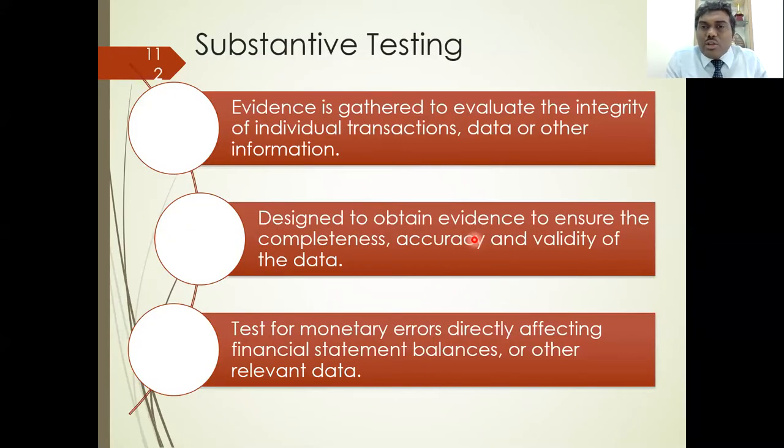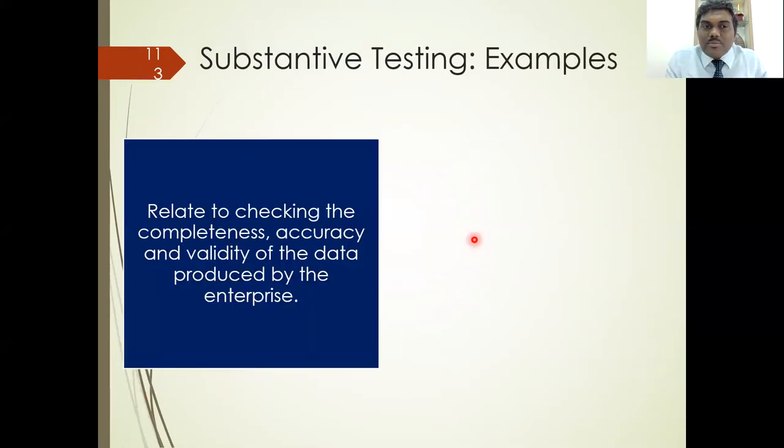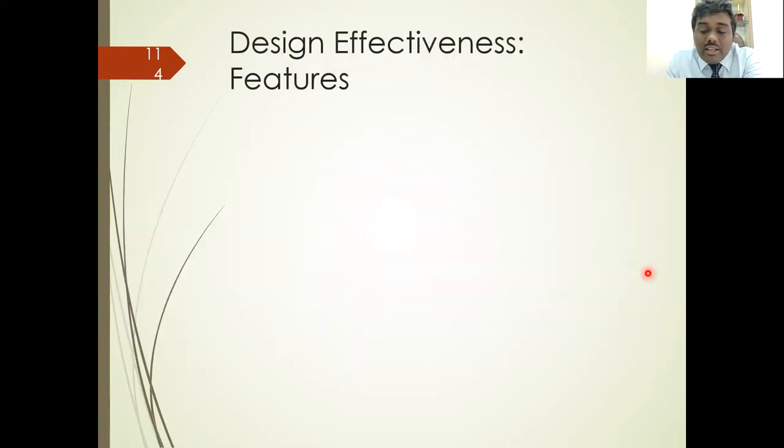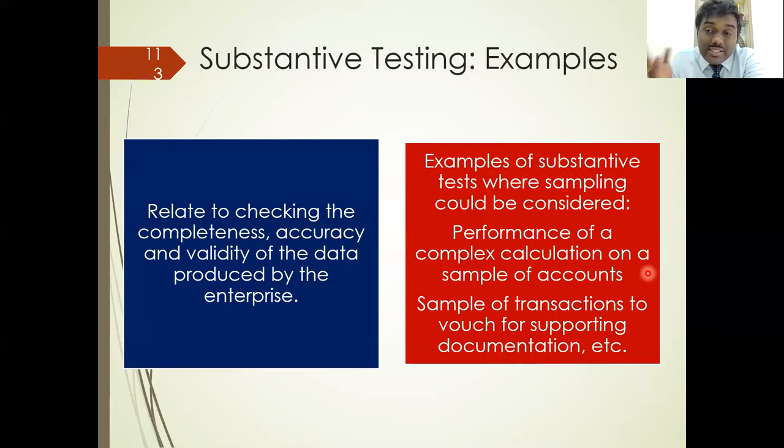So evidence is gathered to evaluate the integrity, to check whether the transaction has actually taken place in the right spirit. Example, checking accuracy, validity of the data, performance of a complex calculation, say savings bank interest calculation. So it is calculated at 4%, you reperform it. So that's substantive testing. You're going into the details. Whereas whether savings bank interest is appearing on every last day of the quarter, that is compliance testing.